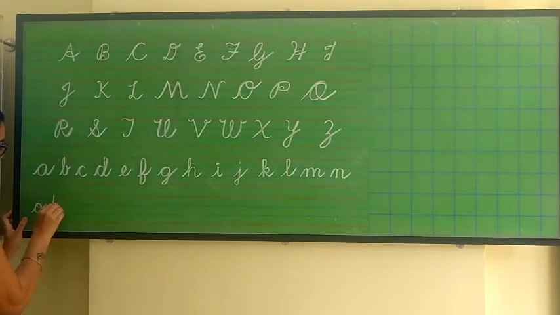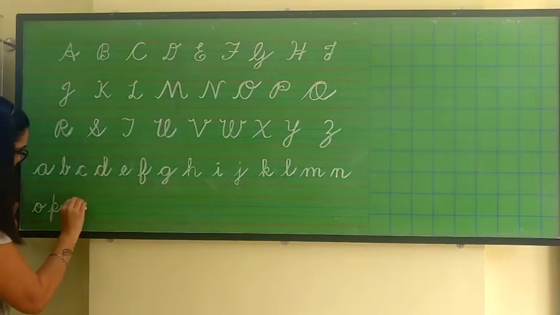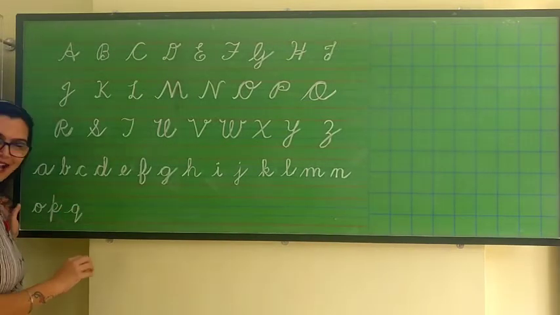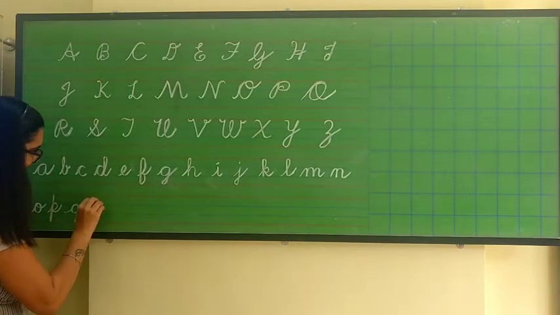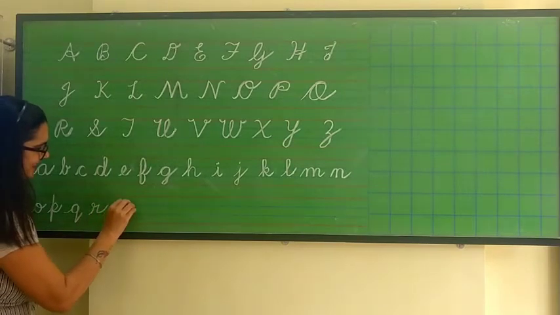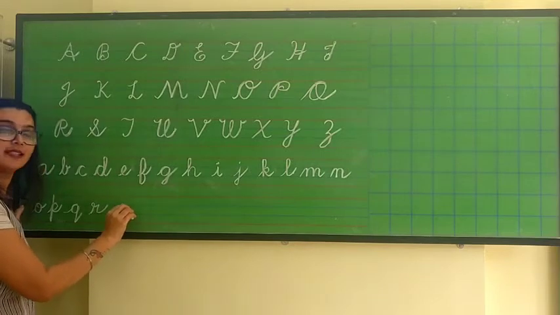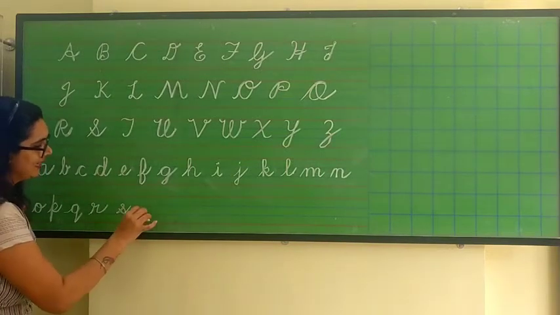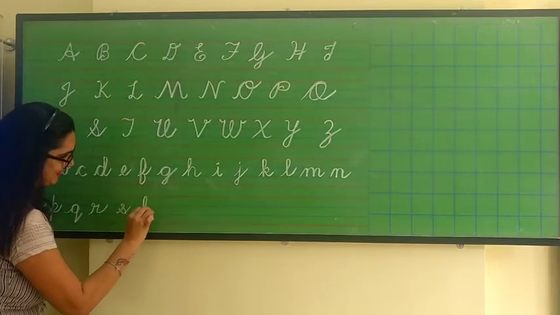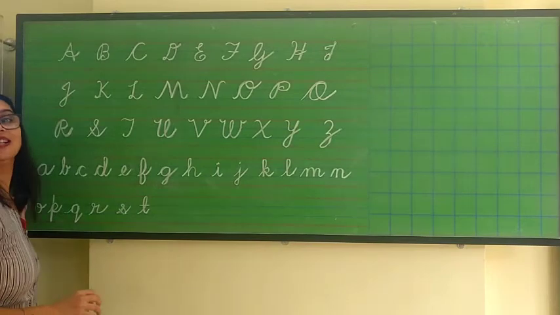Children, keep on writing the letters. After P comes Q. R. S. So S is same as the capital S, but it is in the blue to blue line, children. S. T. Yes. And now, after T comes U.